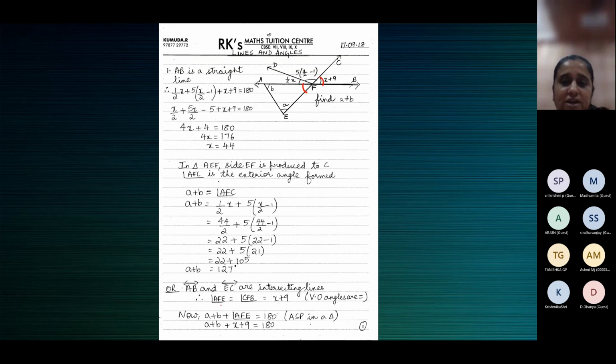Angle AFE is equal to angle CFB, and both are equal to X plus 9. What is this one? X plus 9. What is this? X plus 9, because vertically opposite angles are equal. So this is X plus 9.